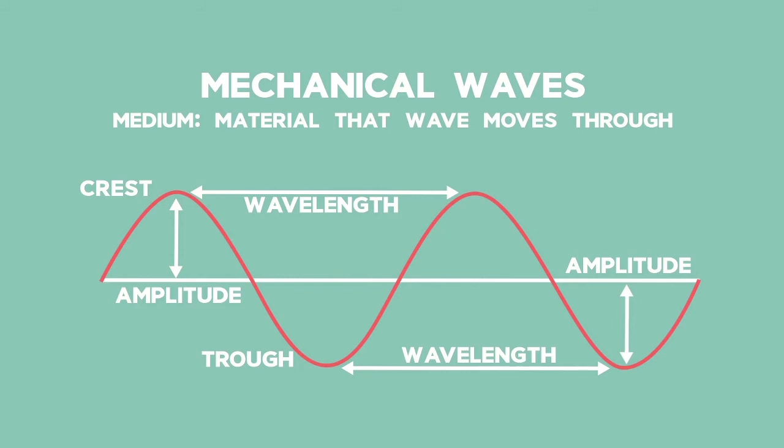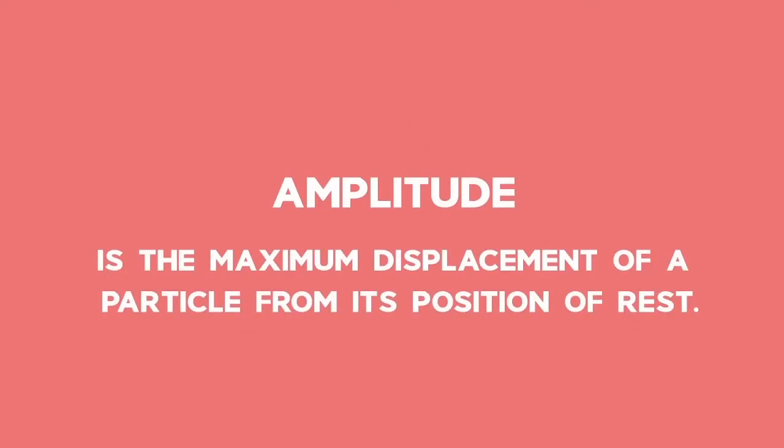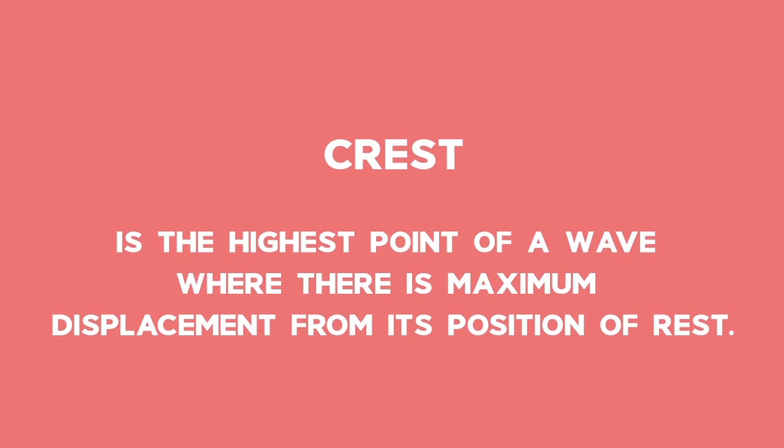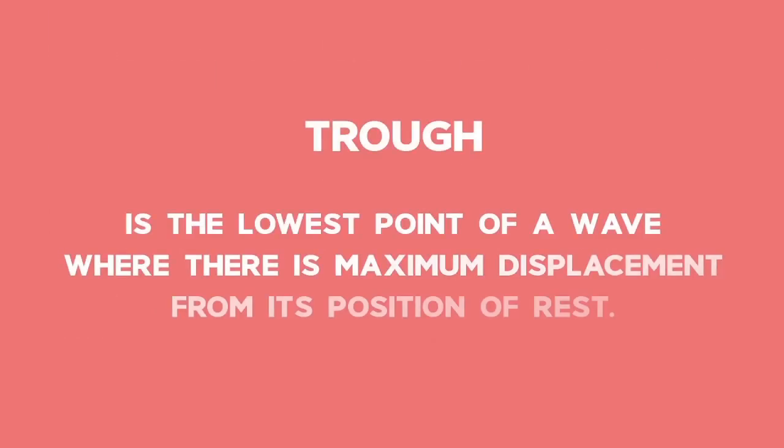Definitions are very important, so remember. Amplitude is the maximum displacement of a particle from its position of rest. Crest is the highest point of a wave where there is maximum displacement from position of rest. Trough is the lowest point of a wave where there is maximum displacement from its position of rest.